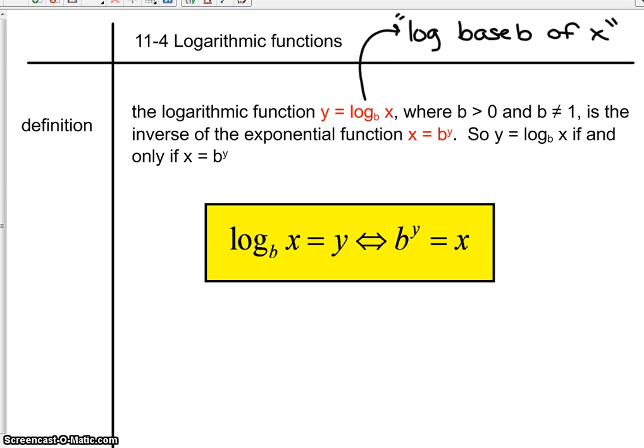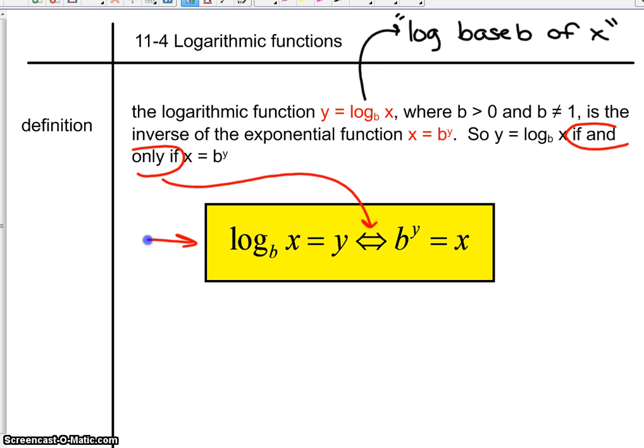The log function y equals log base b of x, that's how it's read, where b has to be greater than 0 and b can't be 1. We'll talk about that in a second. It is the inverse of the exponential function x equals b to the y. So y equals log base b of x if and only if x equals b to the y. That's what the last statement is saying, because of the if and only if notation right here.